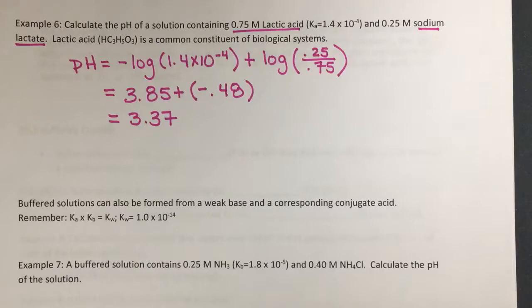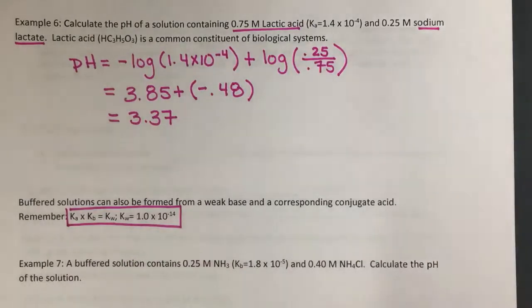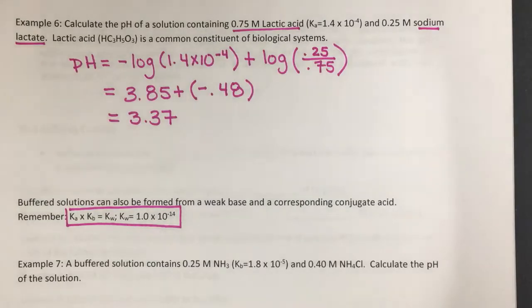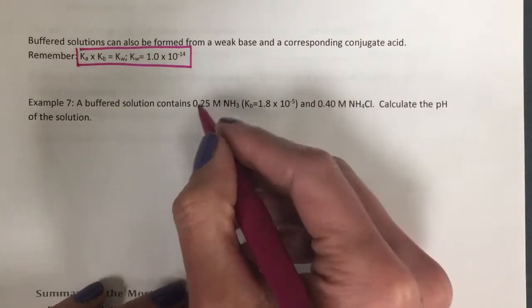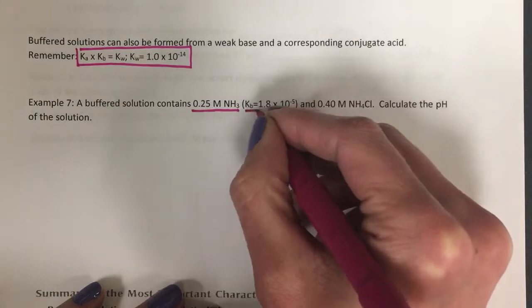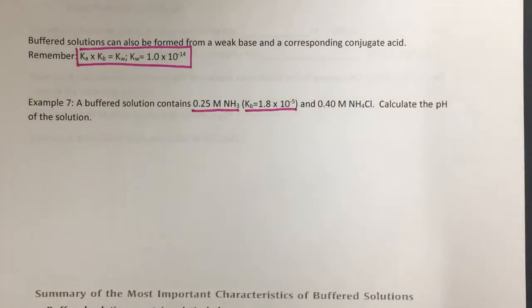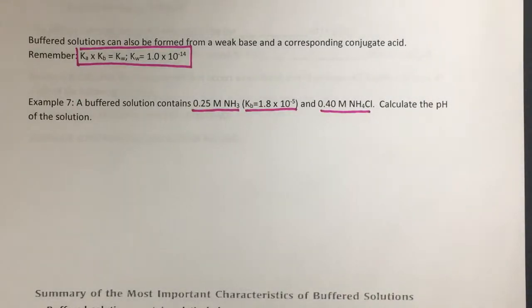Now it's important to remember that Ka times Kb is always equal to Kw. And Kw is a constant. It's 1.0 times 10 to the negative 14th. So take a second to solve example 7. They give you 0.25 molar NH3, which is our base. So they give you the Kb. They tell you you have 0.40 molar NH4Cl, and they ask you to calculate the pH of the solution.